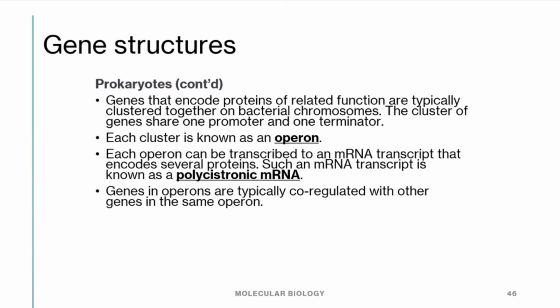And each operon can actually be transcribed to an mRNA transcript that encodes different proteins on one mRNA. And such an mRNA transcript is called a polycistronic mRNA. And genes in operons usually are co-regulated with other genes in the same operon because they are all regulated under the same promoter.